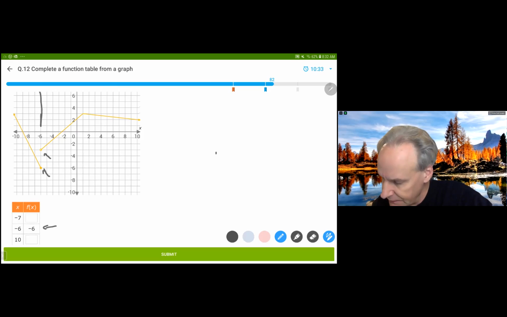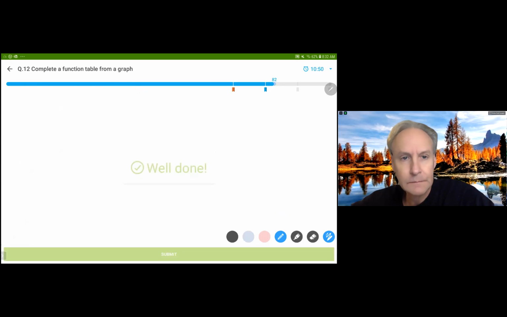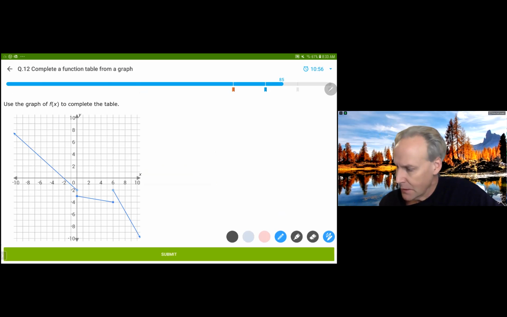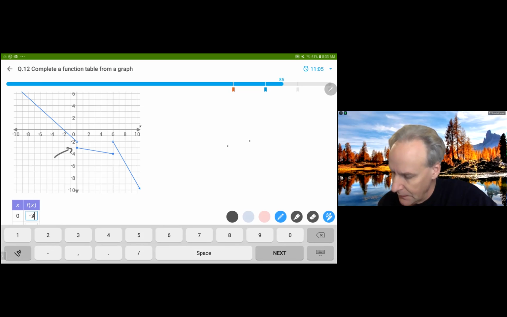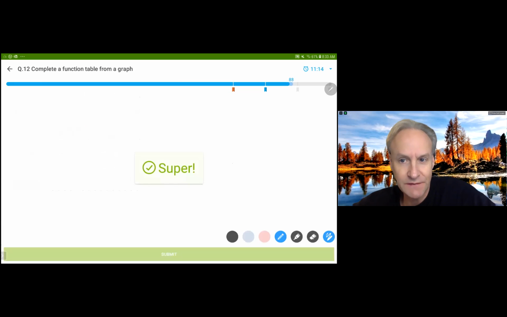We've got one at 10, looks like 2, 10, 2, right there. And -7 is right there at -4. Okay, we've got 2 discontinuities here. Let's see. At 0, we're at the -3 this time. And at 6, we're actually at the -4. That's the one that counts. Just want to make sure that you are able to read that, I guess.